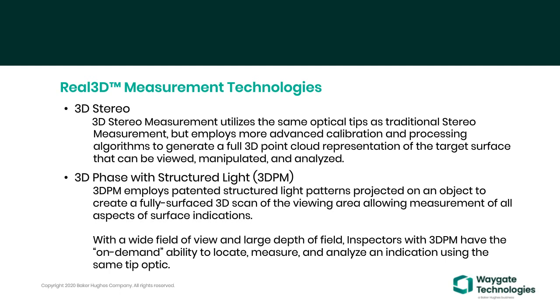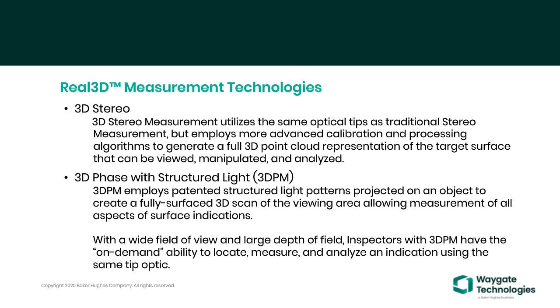Then 3D phase measuring with structured light, or 3D PM, employs patented structured light patterns which are projected onto an object to create a fully surfaced 3D scan of the viewing area. And that allows you to measure all aspects of the surface by, again, pivoting this point cloud.